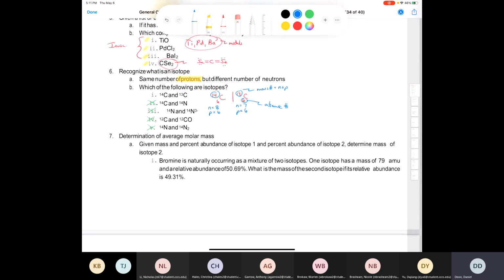It says, given a mass percent abundance of one isotope and the mass percent abundance of a second isotope, determine the mass of the second isotope. Bromine is a naturally occurring mixture of 2 isotopes. One isotope has a mass of 79 atomic mass units, has this relative abundance. And what is the mass of the second isotope if its relative abundance is 49.31? Well, you can see that we only have 2 sig figs here, so we should only have 2 sig figs in our final answer.